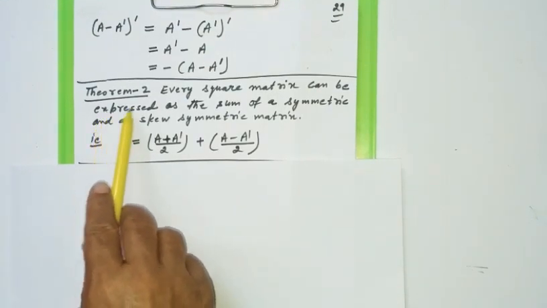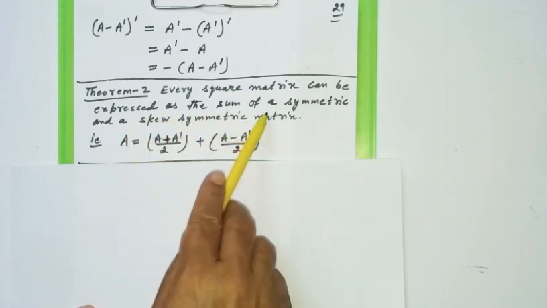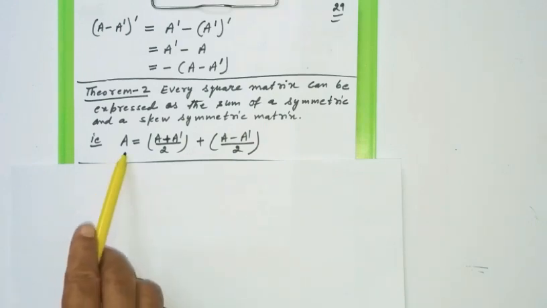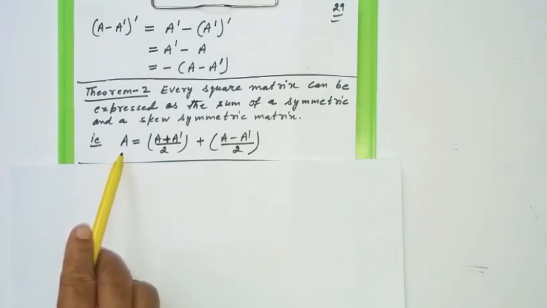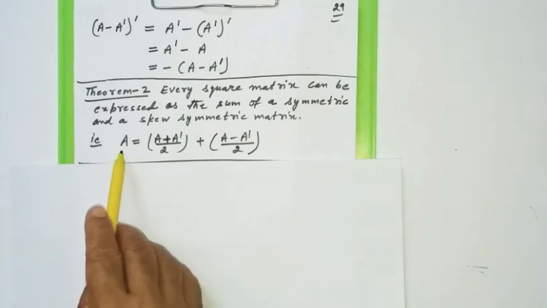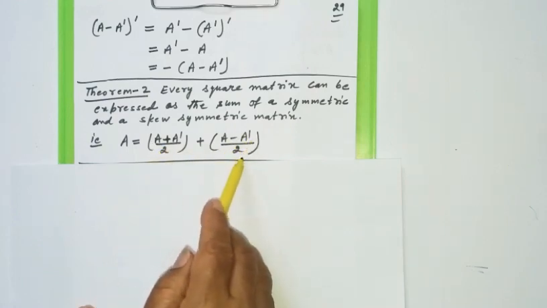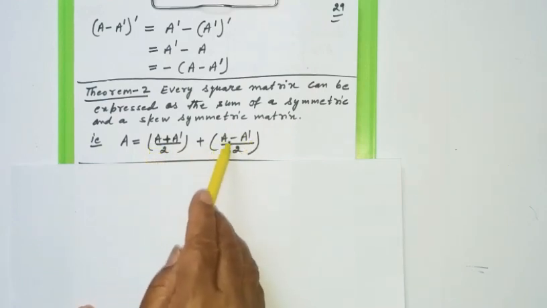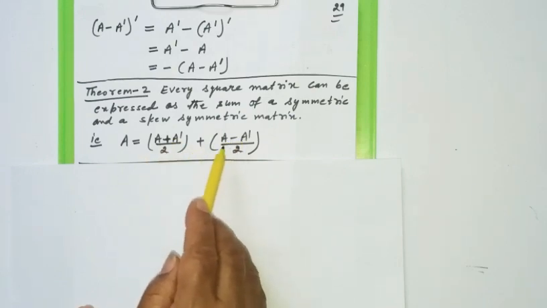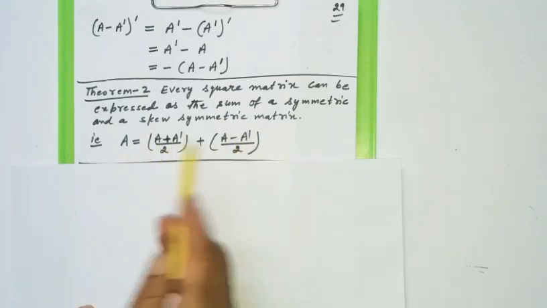Now we discuss theorem 2. Theorem 2 says that every square matrix can be expressed as the sum of a symmetric and a skew symmetric matrix. So if A is any square matrix, A can be expressed as the sum of a symmetric and a skew symmetric matrix. I observe that algebraically I can write A as (A plus A dash) by 2 plus (A minus A dash) by 2. You can see A by 2 plus A by 2 will be A, and A dash by 2 minus A dash by 2 will cancel. So actually LHS and RHS are equal.